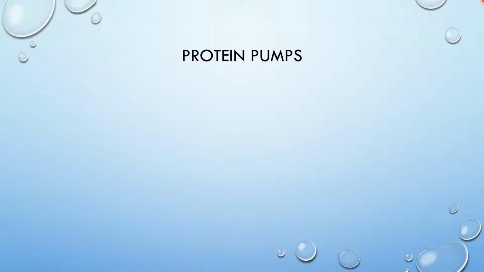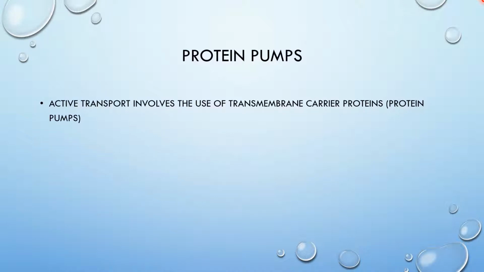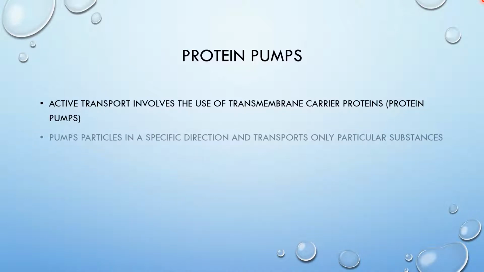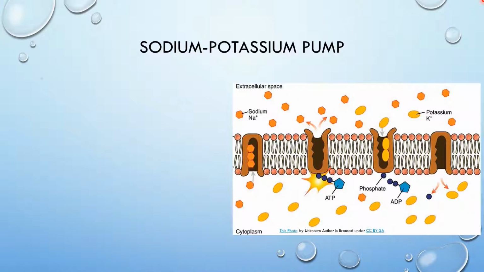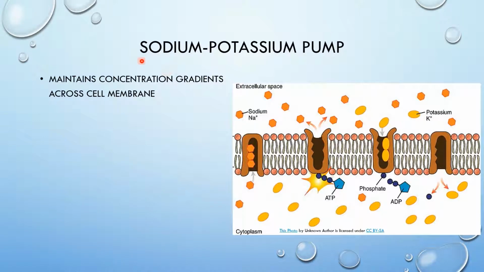Another way to transport materials actively would be to utilize protein pumps, which are transmembrane carrier proteins. Protein pumps pump particles in a specific direction and transport only particular substances. An example of a protein pump would be the sodium-potassium pump. It looks like that. So the sodium-potassium pump maintains concentration gradients across the cell membrane.